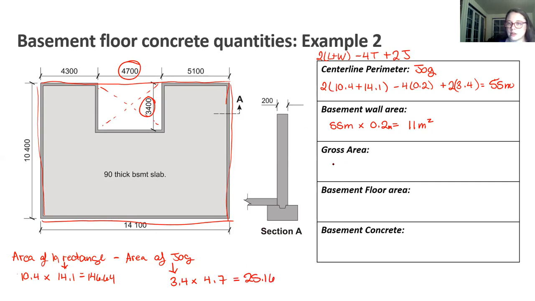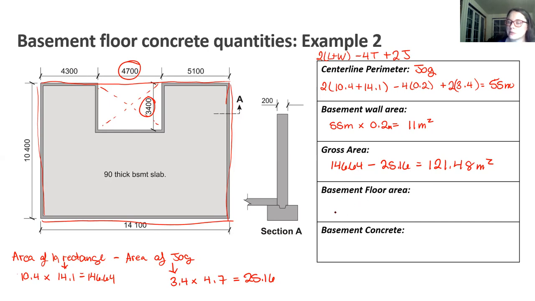So the gross area is going to be the large rectangle, which is 146.64, minus the little rectangle that's actually cut out, minus the jog. So 25.16 meters squared. And that happens to leave us with 121.48 meters squared. I'm keeping all the extra decimals because those extra decimals will come into play at the very end. So when you're doing your calculations, keep the extra decimals. It'll make life a little easier in SAM when you get your final answer.